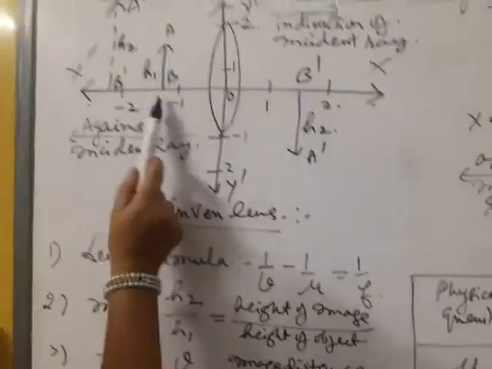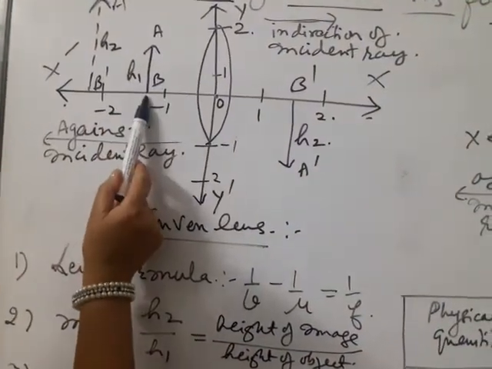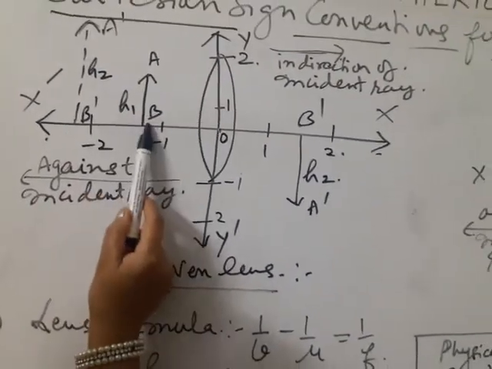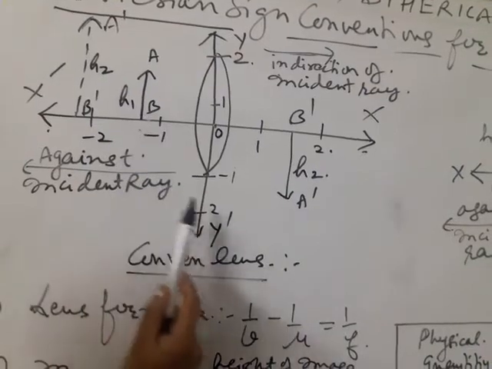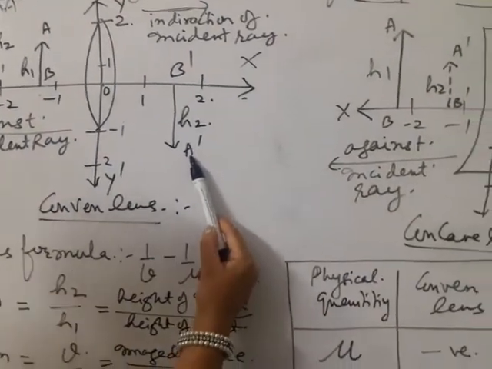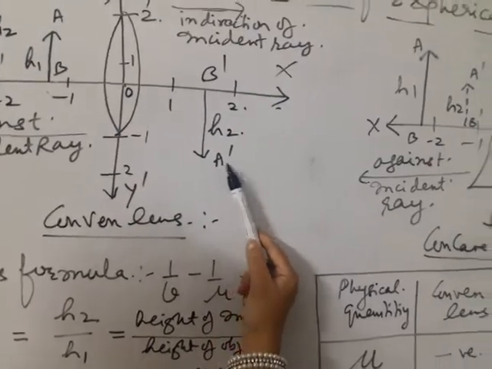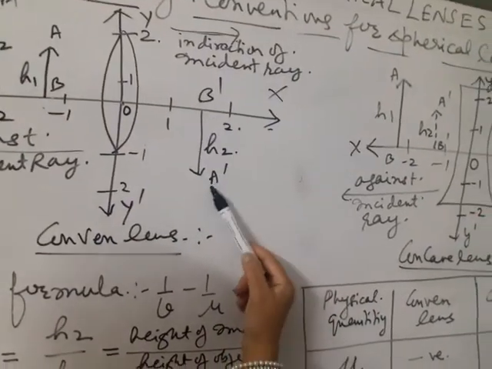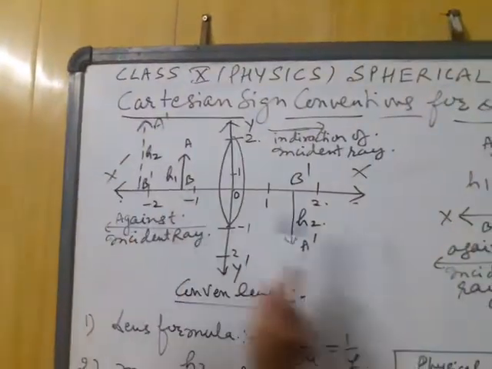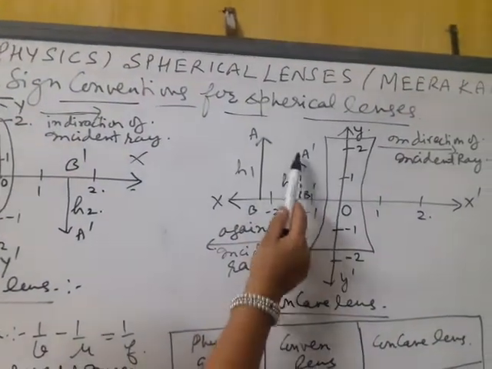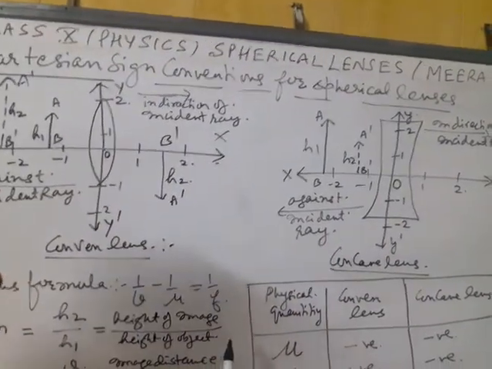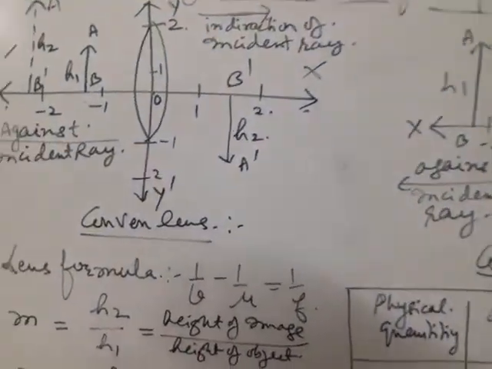Fourth point is object is always kept above principal axis, so height of object is taken as positive. Real images, they are formed in convex lens below the principal axis and they are taken as negative. And virtual images, they are formed above the principal axis and they are taken as positive.